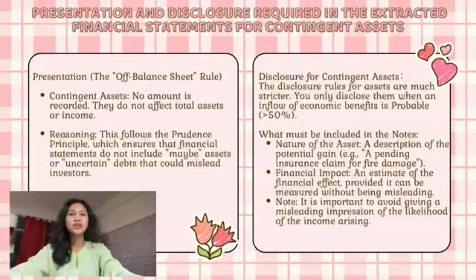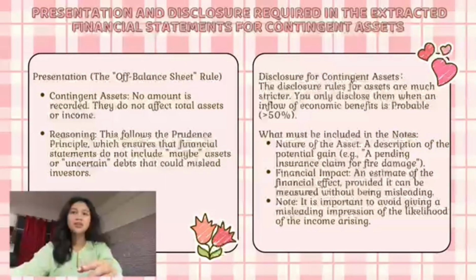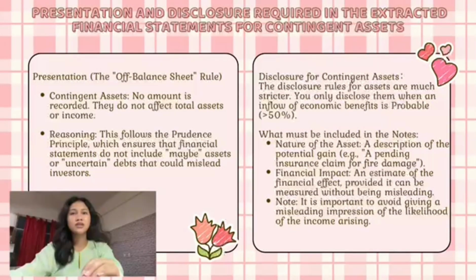What must be included in the notes are the nature of the asset, for example, a pending insurance claim for fire damage. For the financial impact, an estimate of the financial effect, provided it can be measured without being misleading. And a final note, it is important to avoid giving a misleading impression of the likelihood of the income arising.